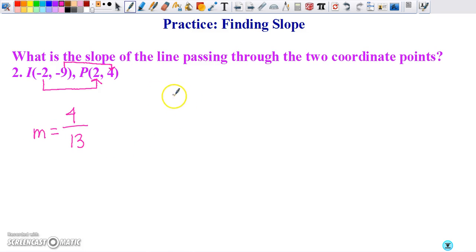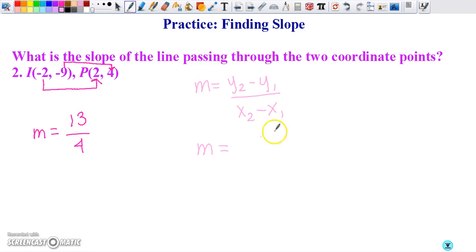Now, just to show you how this would work using our formula, m equals y2 minus y1 over x2 minus x1. So when we do y2 minus y1, I did, oh, look at that. I did it backwards. It's 13 over 4. Goodness gracious. Sorry, it's y over x. See, even I make mistakes.